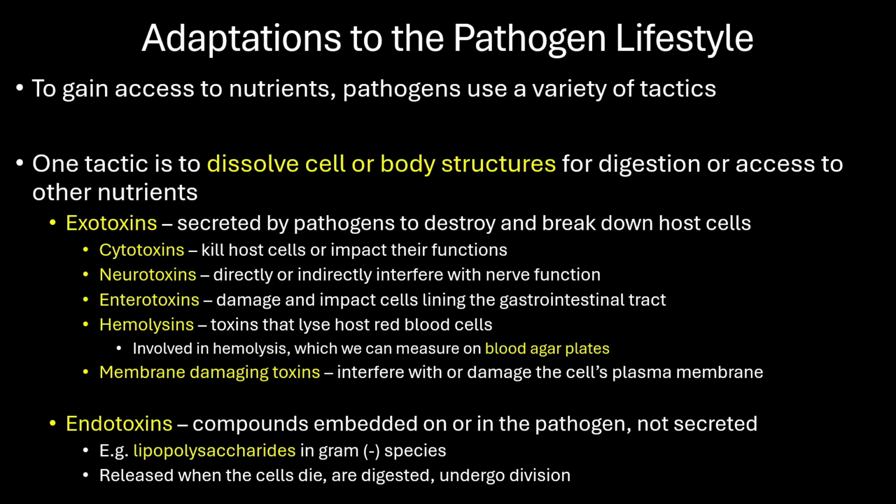We can also see that some bacteria produce endotoxins. These are special compounds that are embedded on or in the pathogen's cell, and they're not secreted. A lipopolysaccharide, or an LPS, is a great example of this, a specific one that we find in gram-negative species. These endotoxins are released when the cells die or are digested, or sometimes when they undergo division. And when this happens, they get released into the environment. And so in particular, cells that attack them, like your white blood cells, can be affected by these endotoxins.